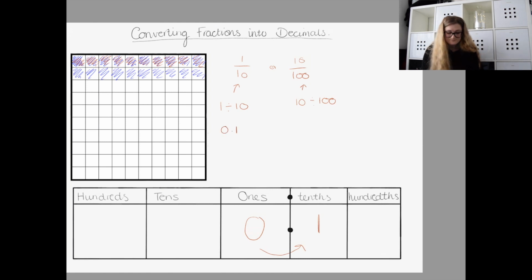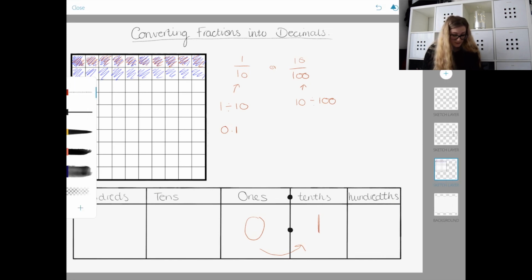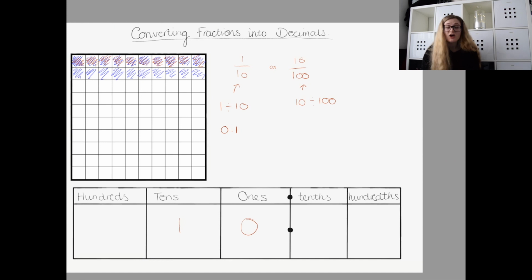So 1/10 actually equals 0.1. I'll also show you 10 divided by 100, which was our 10 hundredths. Let's go back to our red. I had 10 and I wanted to divide it by 100. Dividing by 100 moves it 2 places down the place value column.